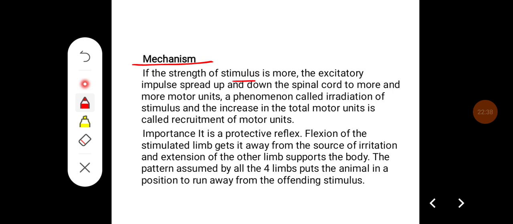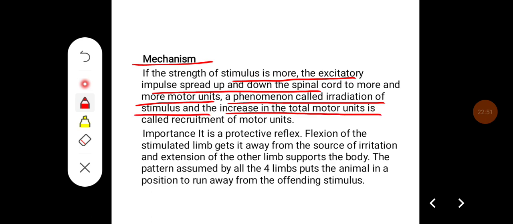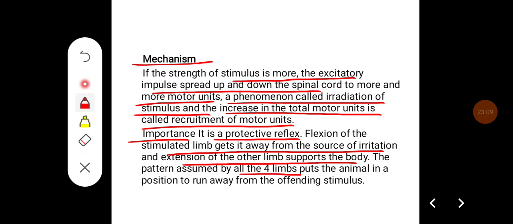If the strength of the stimulus is more, the excitatory impulse spreads up and down in the spinal cord to more and more motor units, and this phenomenon is called irradiation of the stimulus, and the increase in the total motor units is called recruitment of motor units. Its importance is that it is a protective reflex: the flexion of the stimulated limb gets it away from the source of irritation, and the extension of the other limb supports the body. The pattern assumed by all four limbs puts the animal in a position to run away from the offending stimulus.